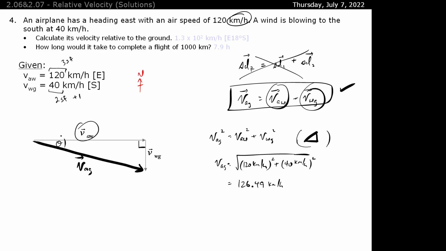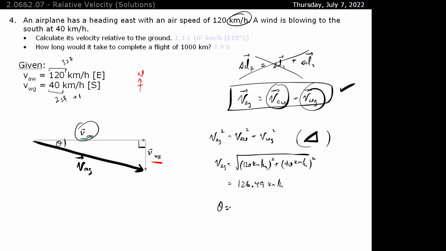Alright, next thing is we need to find out the angle over here. And if we look at the relationship in this triangle over here, we have the opposite and the adjacent. Since we have the opposite and adjacent, and yes, we do have the hypotenuse, but this is rounded, so we don't want to be recycling that as it's approximated.